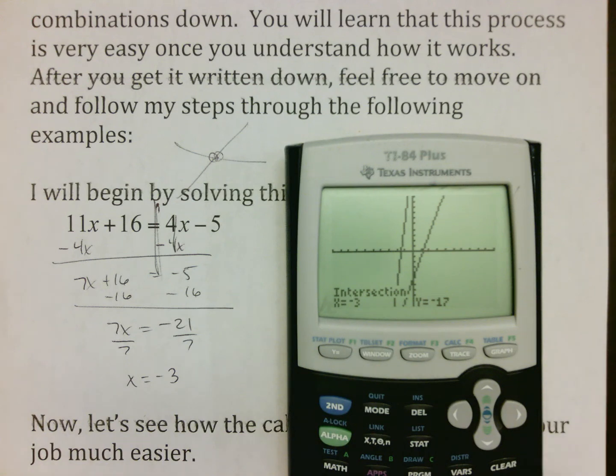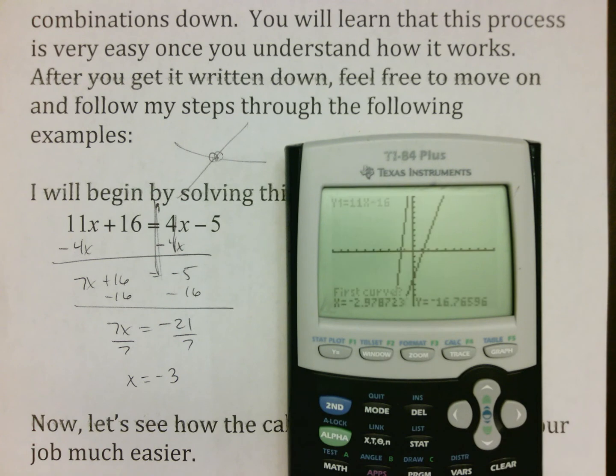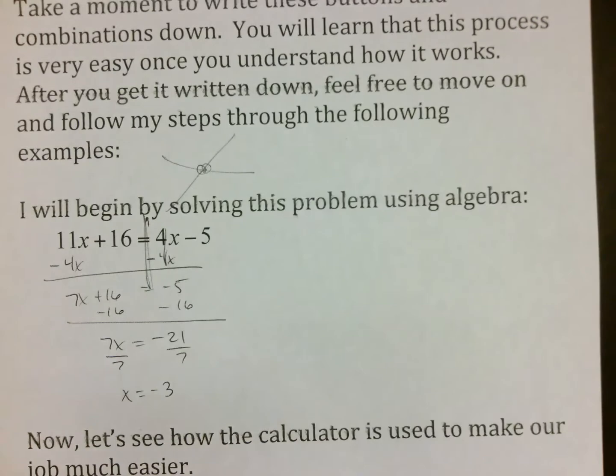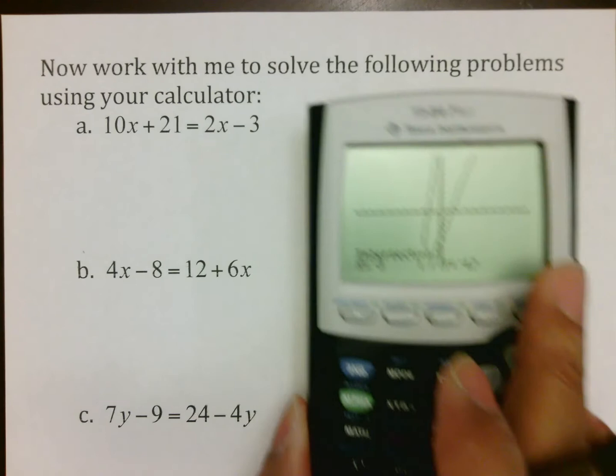To do that again, hit second trace, go down to pick intersect, and then, kind of like the fairy tale, click your heels 3 times, hit enter 3 times, 1, 2, 3, and then it gives me my answer. That is how easy this is in terms of your experience. So now let's take a moment to work through a few of these and get ready for your MathXL.